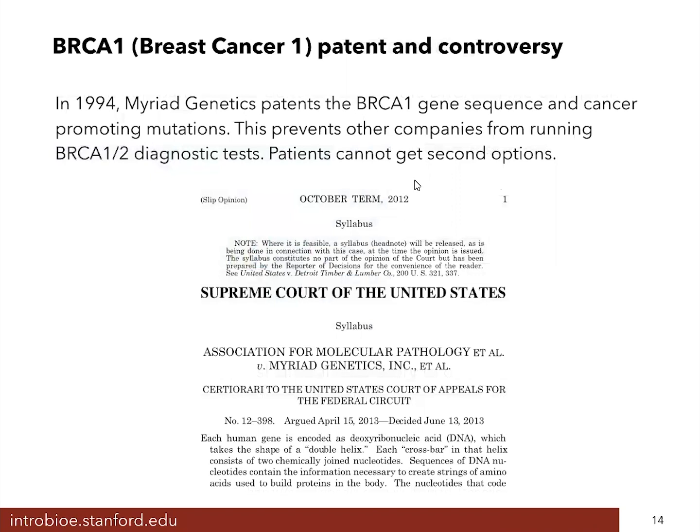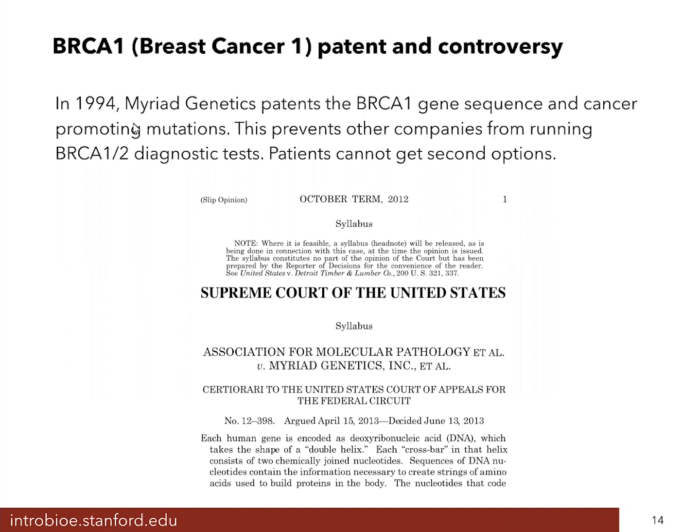But they also patent the BRCA1 gene sequence and cancer promoting mutations. So they patent the sequence of the fully functional gene and of versions of the gene that would activate it that are commonly found in people. And this patent prevents other companies from running BRCA1/2 diagnostic tests, from looking for this same gene. So it's great for Myriad Genetics that they have essentially a monopoly on this type of test.